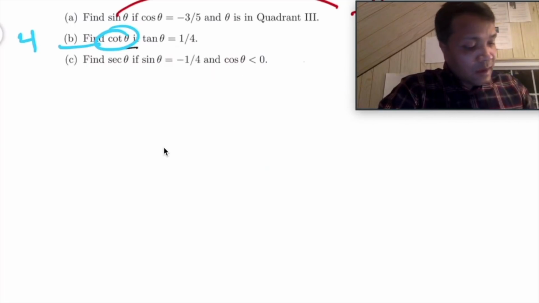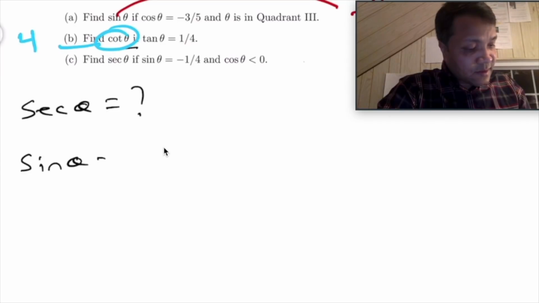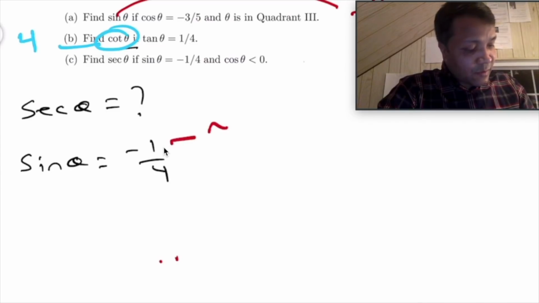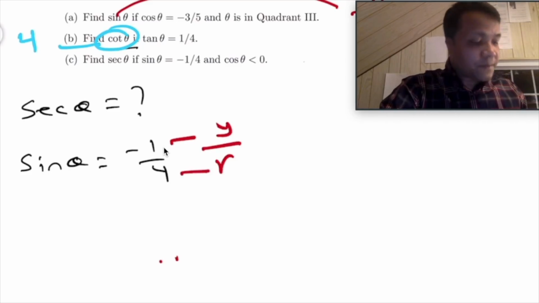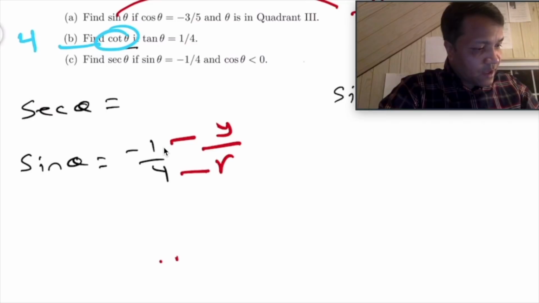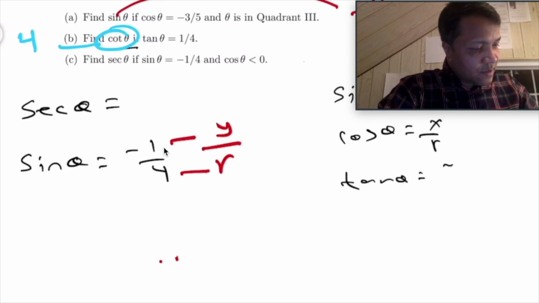So secant theta is what, when sine theta is negative 1 over 4? Let's remind ourselves what we have. So y is negative 1 and r is 4. Let me remind you what sine theta is. Sine theta is equal to y over r, cosine theta is x over r, and tangent theta is y over x.